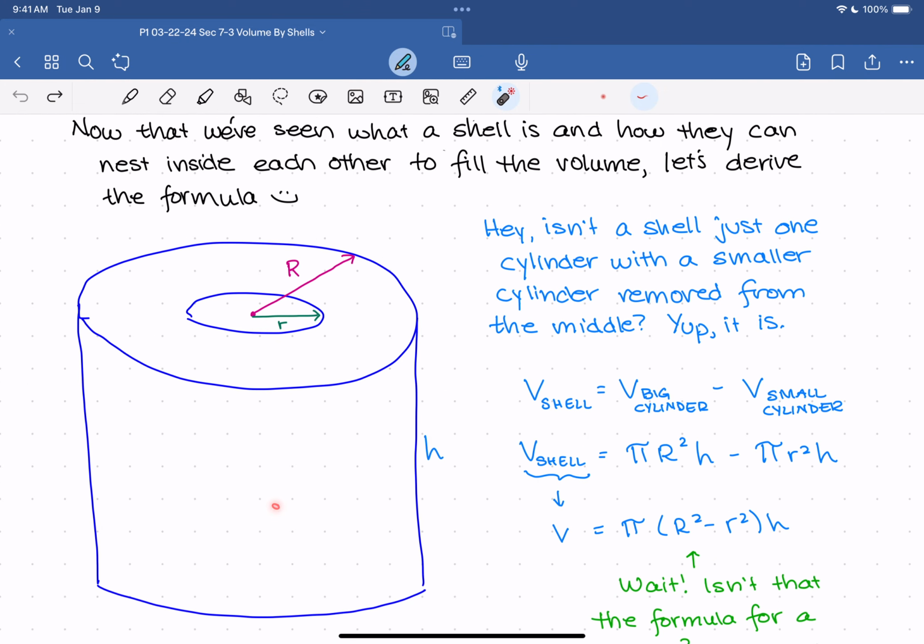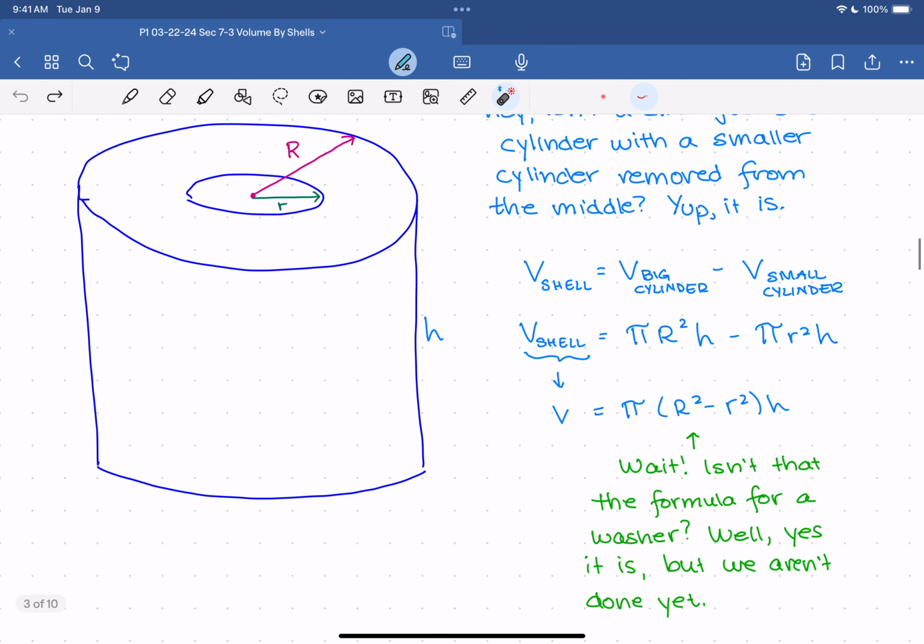So here's a shell. I made it super thick just so we could label stuff in it. But you may be thinking, well, wait a minute. A shell is just a cylinder with another cylinder taken out of it. You're not wrong. That's exactly what it is. So the shell is the volume of the big cylinder minus the volume of the little cylinder. And if I make my outer radius capital R, my inner radius little r, we get this formula here, in which there is pi and an h in each term. I can go ahead and factor that out, and I get this.